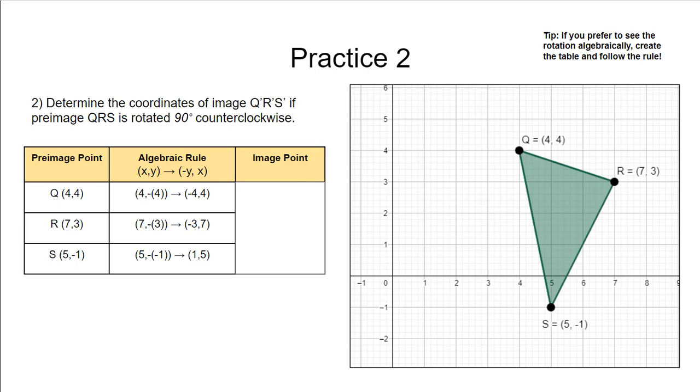For point R, we have 7, 3, so first we would make the opposite sign for the y value 3, that would make it -3, and then we switch the order, so it's -3, 7. And for point S, we have 5, -1, so we would switch the sign for the -1, that would become positive, and then we switch the order, so it's 1, 5. The image point coordinates are as shown.